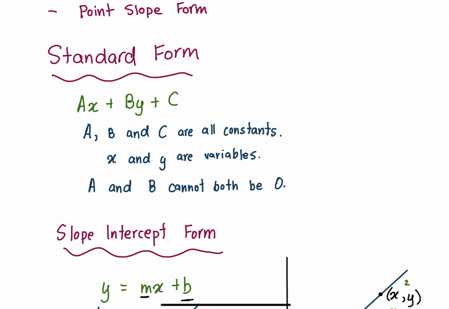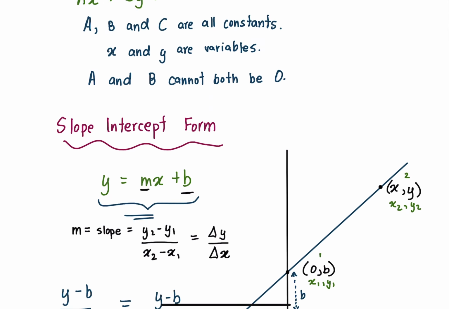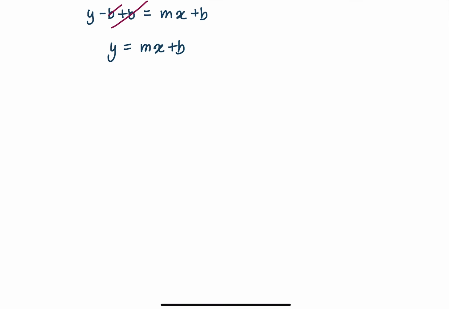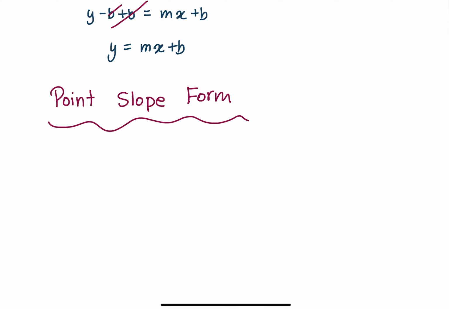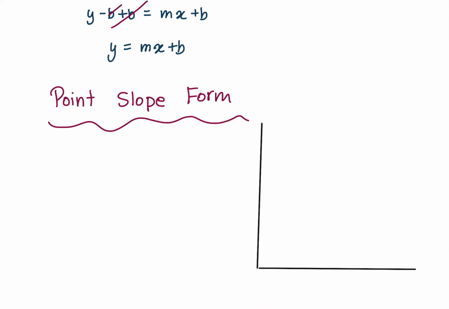So the last form of the equation of a line is the point-slope form. So let's go ahead and talk about that. So the point-slope form, to do this one, I'm going to go ahead and draw a line. So over here we have this. Now I'm going to go ahead and draw a line right here.